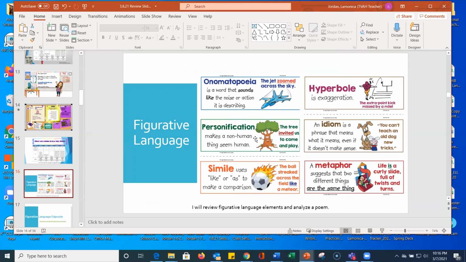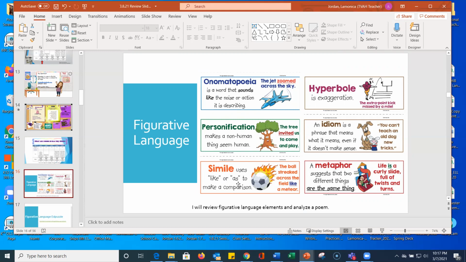Personification makes a non-human thing seem human. The tree invited us to come and play. Trees can't. Or like, I love in The Wizard of Oz, when the tree gets mad at him, starts chunking their apples at Dorothy and the Scarecrow. Love it. Definitely personification.